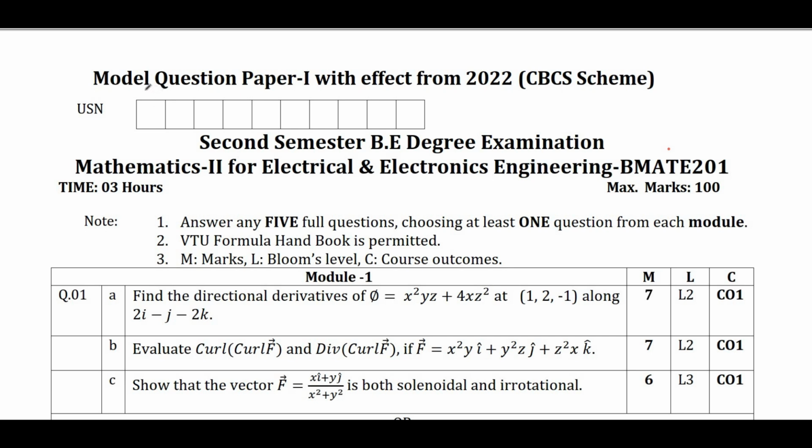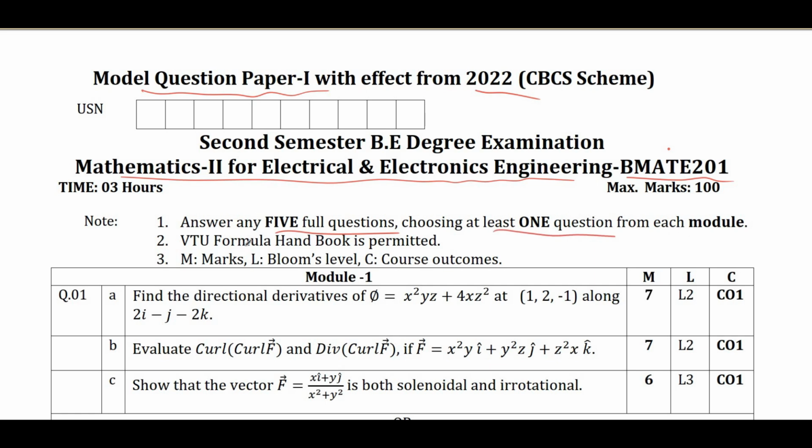So in this video, I am coming with a new model question paper which has been released by VTU for the 2022 scheme. I am discussing Mathematics 2 for the electrical and electronics engineering stream with the subject code BMATE201. They are going to provide 5 full questions. You need to answer at least one question from each module.